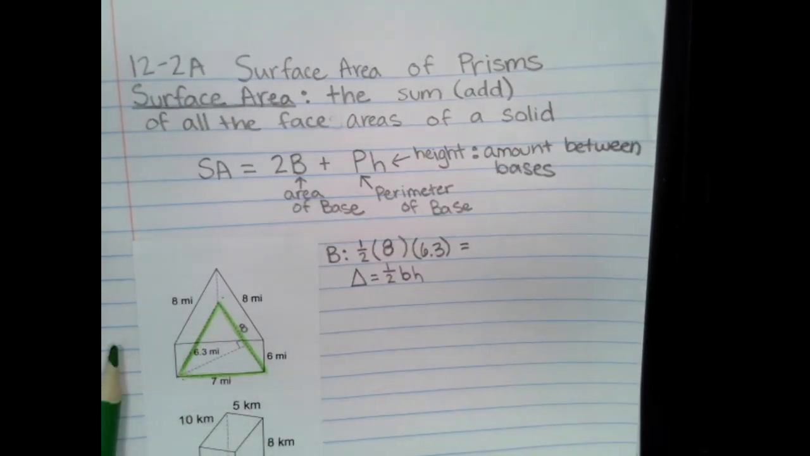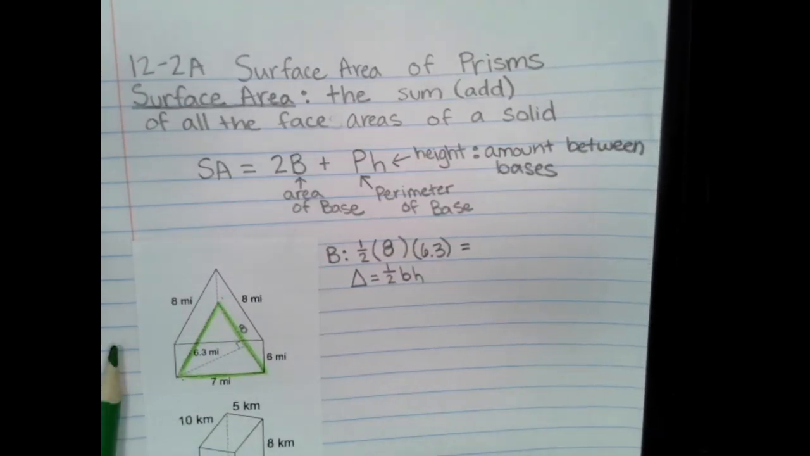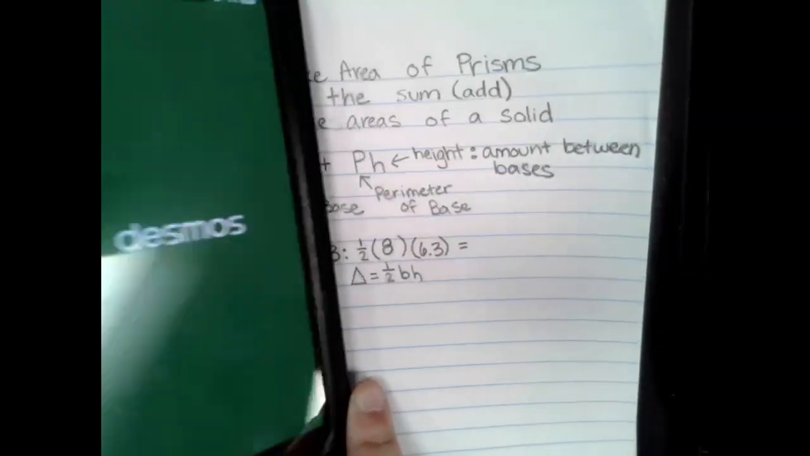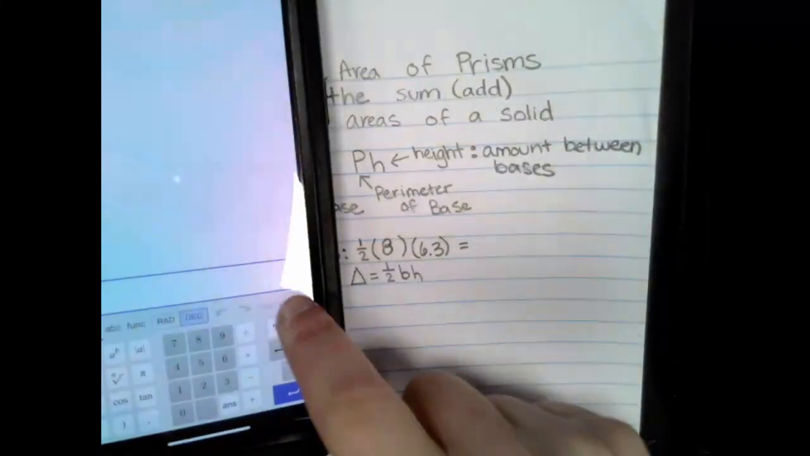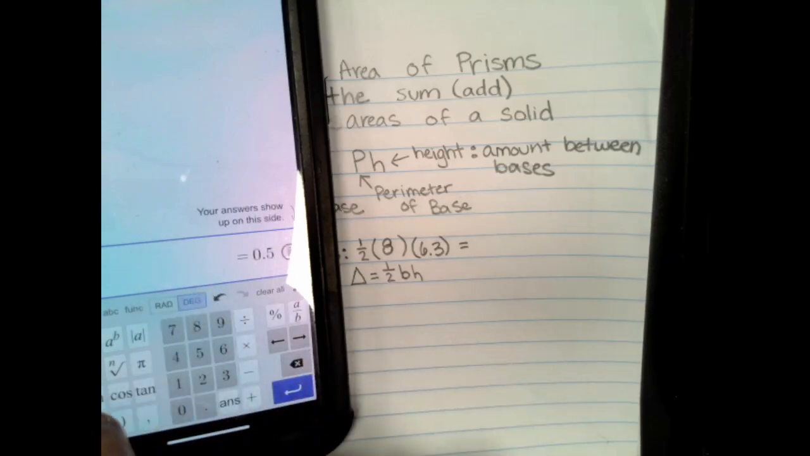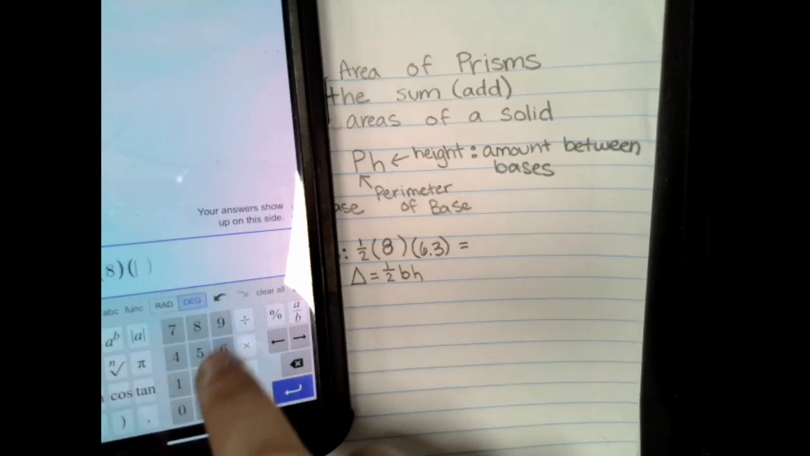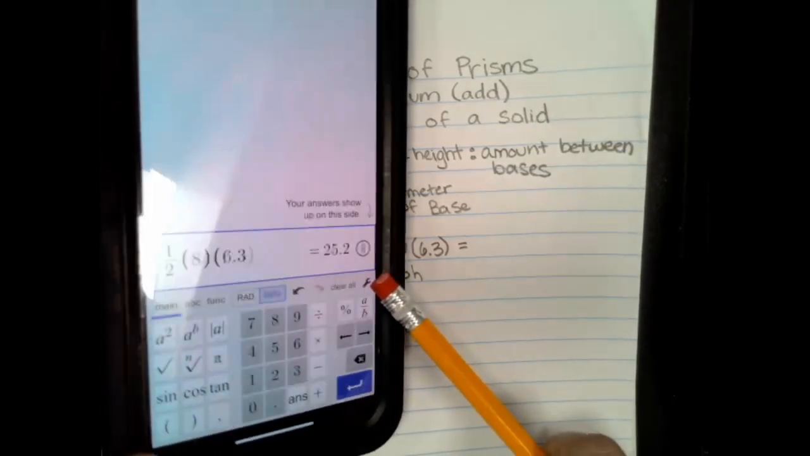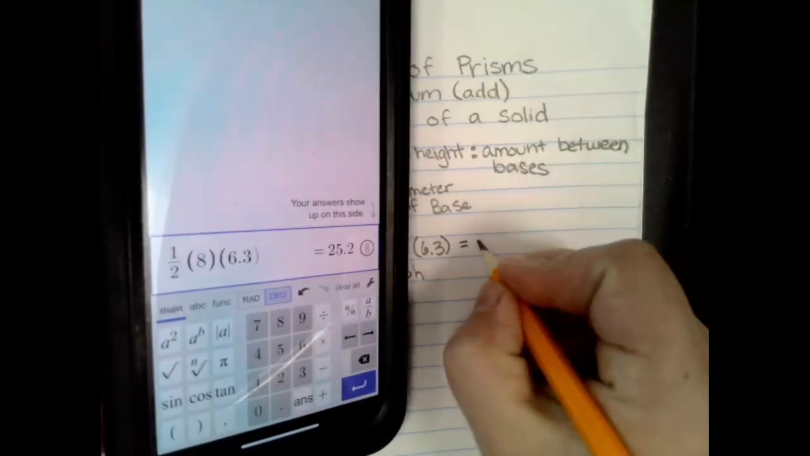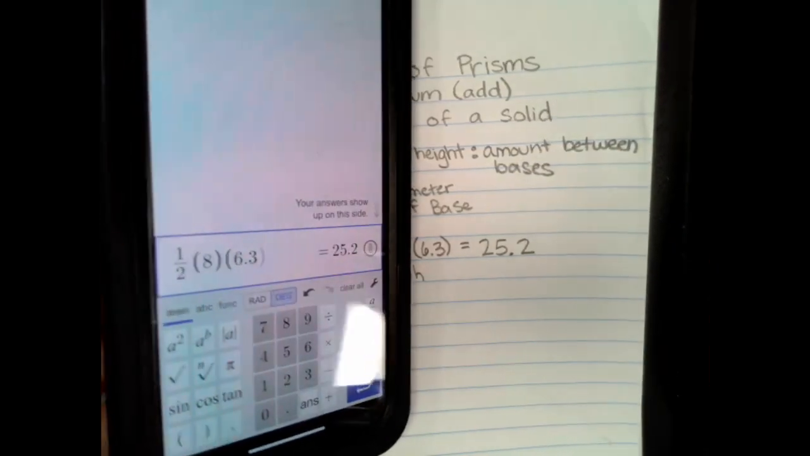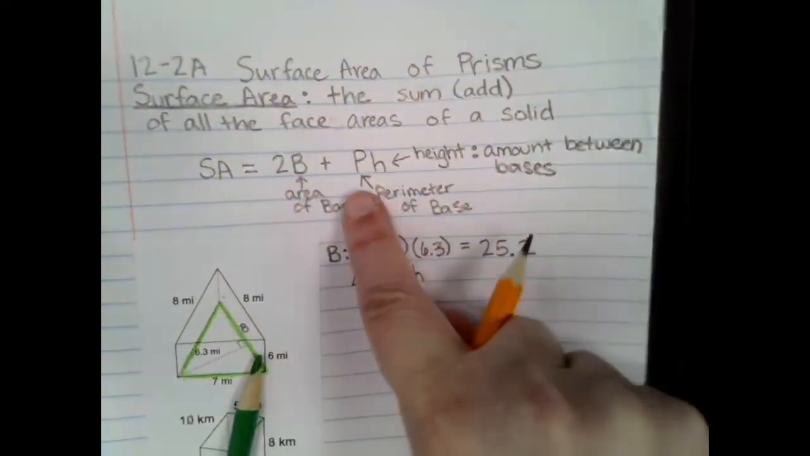Okay, so we throw that into Desmos. 1/2, 8 times 6.3. Okay, Desmos open. So 1/2 times 8 times 6.3. We get 25.2. We're not ready yet for the formula, though. We need 2 other things. We need the P and the H.